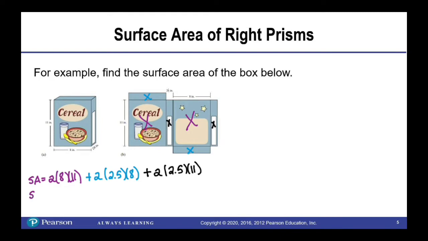Use your calculator and multiply here. 2 times 8 times 11 is 176. 2 times 2.5 times 8 is 40. And 2 times 2.5 times 11 is 55. And when you add these together, you get 271. Now I need to think about my units. In each case for my rectangle, I was multiplying inches times inches. So my units here would be square inches. Anytime we have area or surface area, our units will always be square.